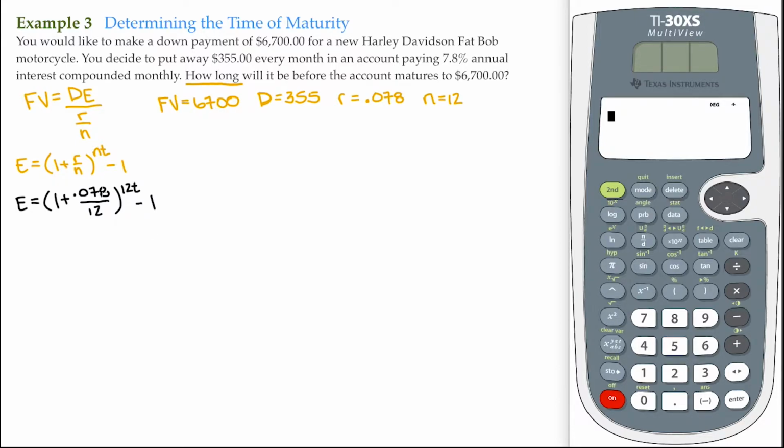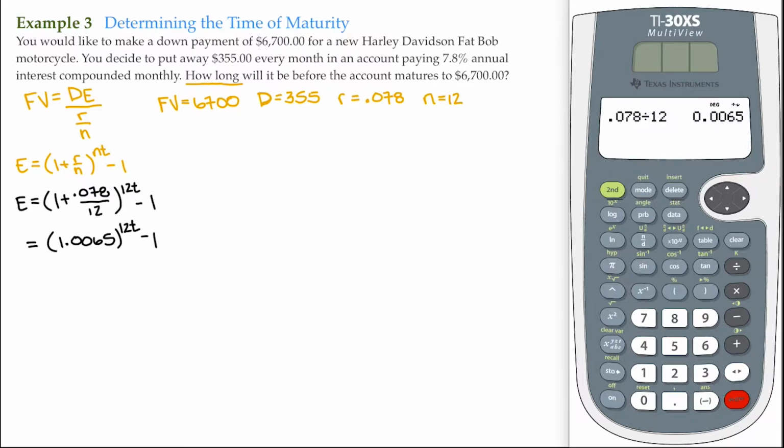So I'm going to plug in the 0.078 divided by 12 because I'm going to need that right here. So 0.078 divided by 12. So then E is equal to 1.0065 to the 12t power minus 1. And that's as good as we can go because we don't know what t is. And of course, that's what we're looking for.